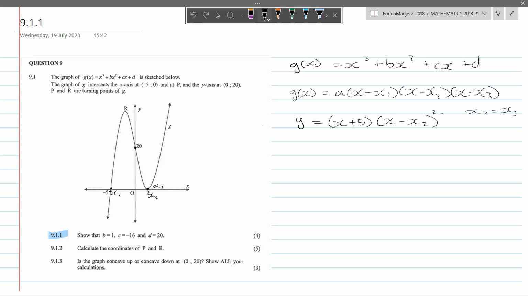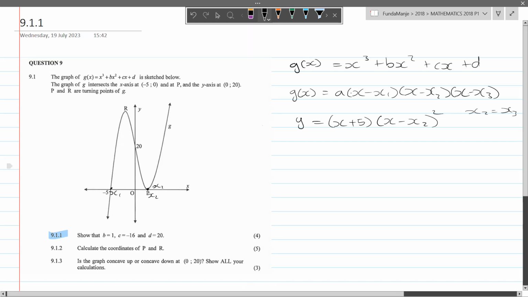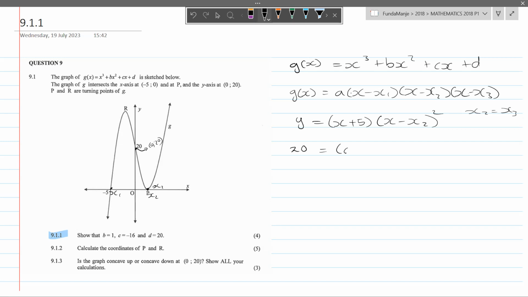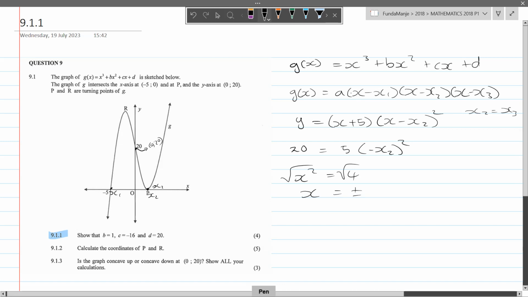So on our graph here, we can substitute this point in, which is 20, or in coordinate form (0, 20), like that. So putting in 20 for our y and 0 for our x, 0 plus 5 will just be 5. And here we have our x again, we put 0, so we just have minus x2 squared. And then we divide both sides by 5. That gives us, and taking x2 squared to the other side, x2 squared is equal to 4, like that. And then we square root both sides to get x2 is equal to plus or minus 2.